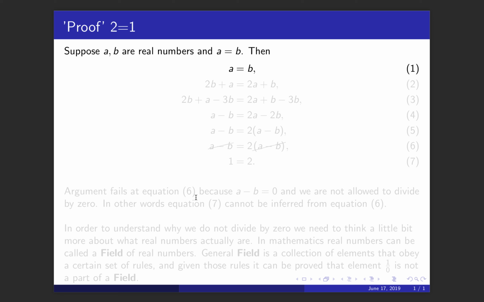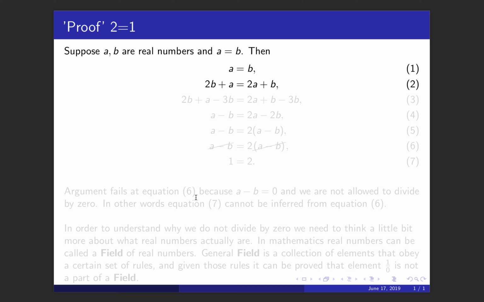From here, we will add the same things to both sides. So we will add 2b to the left-hand side, and we will add 2a to the right-hand side. Since I know that a is in fact the same as b, then I have added the same things to both sides of this equality, and hence I haven't changed it.